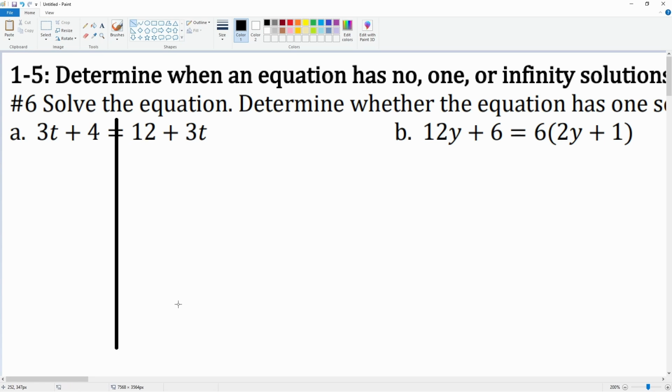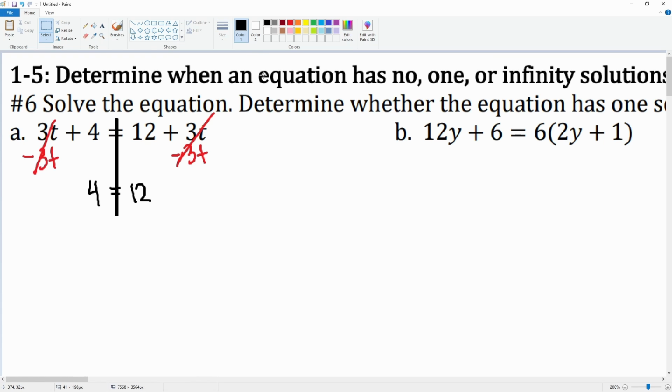We have the variable on both sides, so we can subtract the variable from both sides. 3t minus 3t on the left-hand side and the right-hand side. This cancels. This also cancels. What we have here, a 4 is on the left and a 12 is on the right. At this moment, we want to ask ourselves, when is 4 equal to 12? We will say it is never.